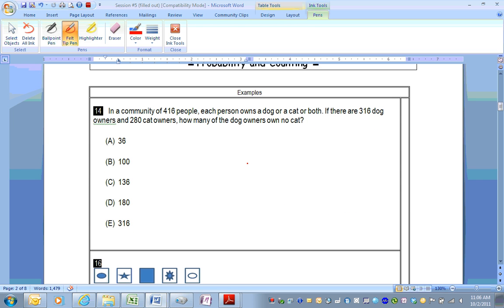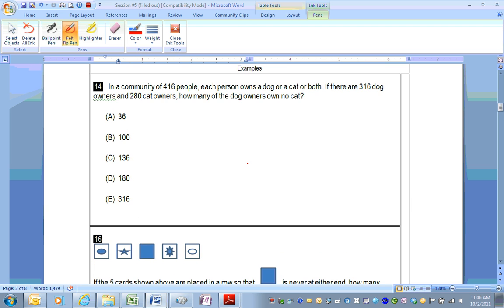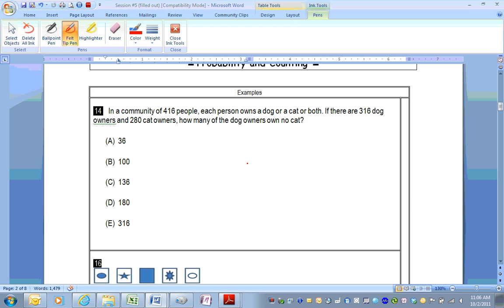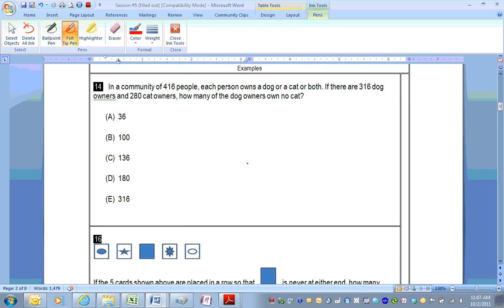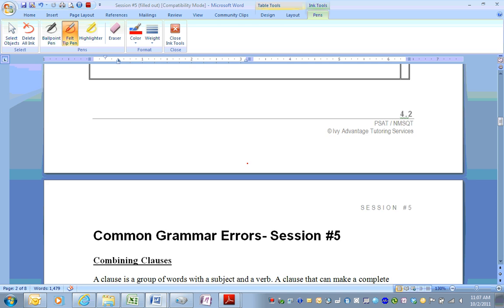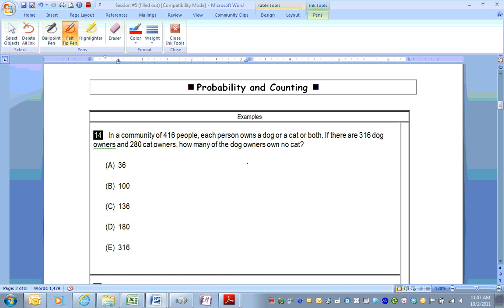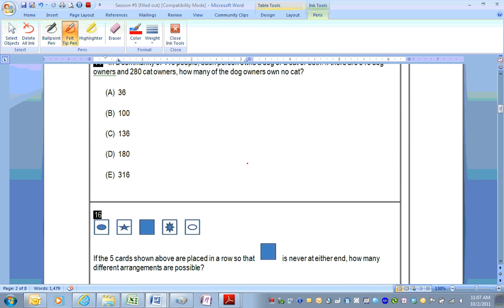Probability and counting. This one kind of freaks out some students because you probably see probability for a very short period of time in Algebra 2. And it's usually at the end of the year and sometimes it's kind of rushed. So let's go over probably these two, then we can do some practice from the homework packet.